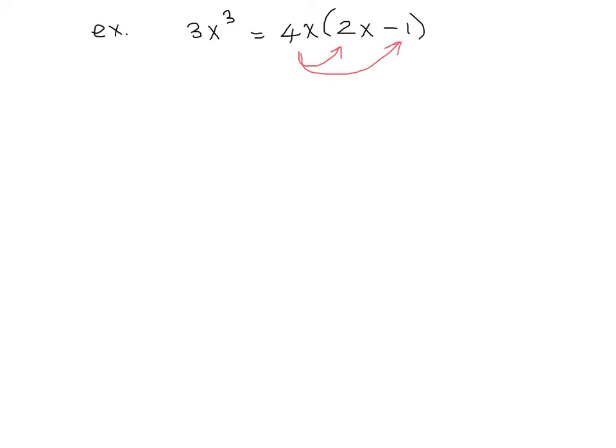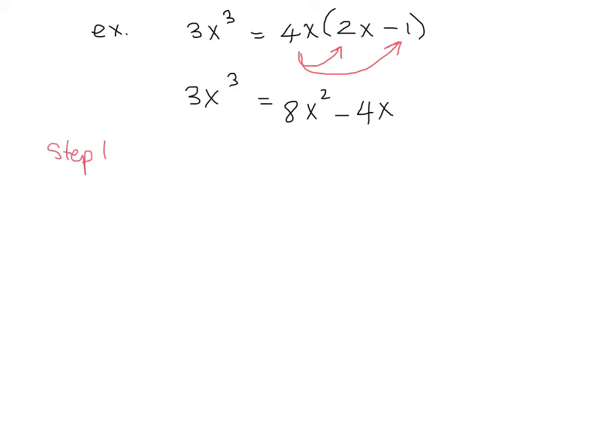So we're going to distribute this here, and we get the left side the same, 3x to the third, equal 4x times 2x gives us 8x squared, and 4x times negative 1 gives us minus 4x. Alright, so now that we've prepped our equation, we can start with step 1.